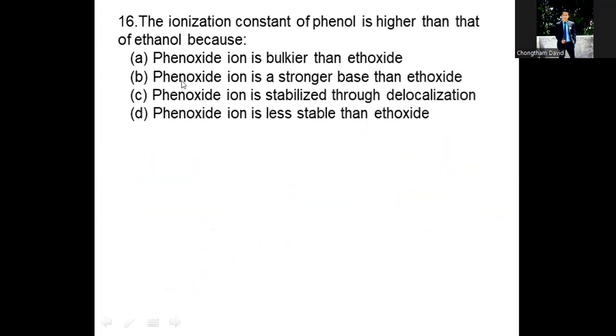The ionization constant of phenol is higher than that of ethanol because phenoxide is bulkier than ethoxide. It is a stronger base than ethoxide. It stabilizes through delocalization. Phenoxide is less stable than ethoxide. So you should draw the resonating structure for this. So let us ionize phenol by treating this with water. It changes readily to phenoxide ion.